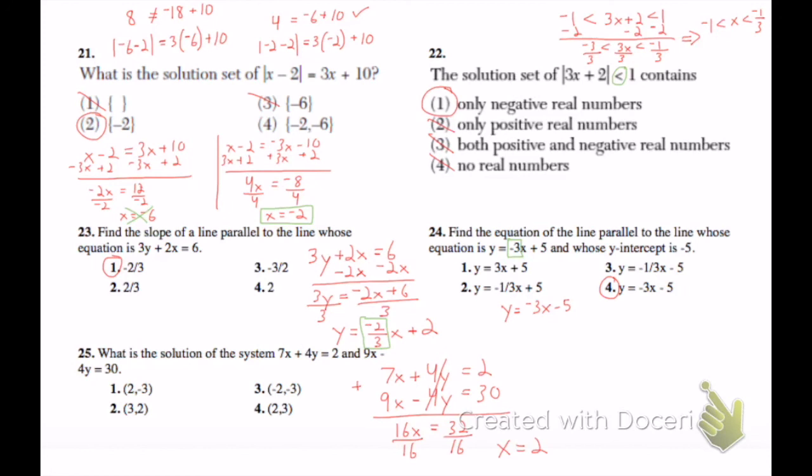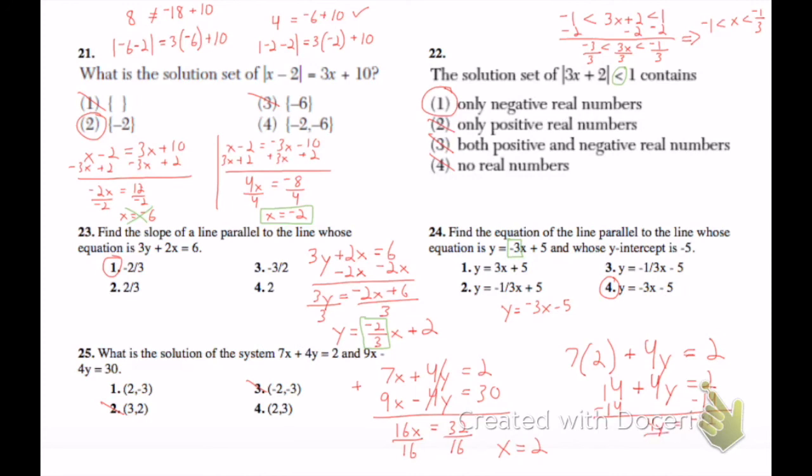So once we know that, we can cross off choice number 3, and we can cross off choice number 2. The only options we have left are choice 1 and choice 4. Once we have the x value, we could plug it into any of the equations. So let's plug it into the top one. So if we have 7 times 2 plus 4y equals 2, what does y equal? Well, 14 plus 4y equals 2. When we bring over the 14, we subtract the 14, we get that 4y is equal to negative 12.